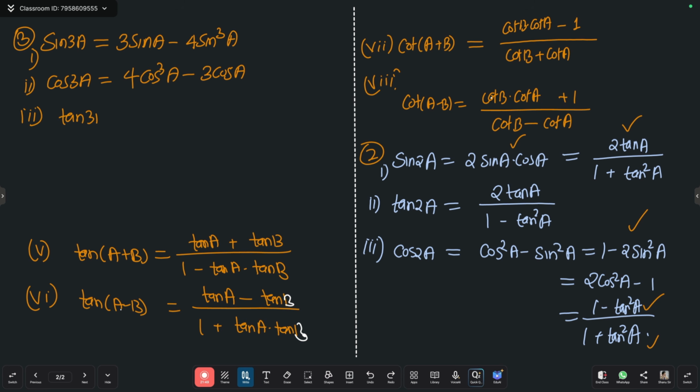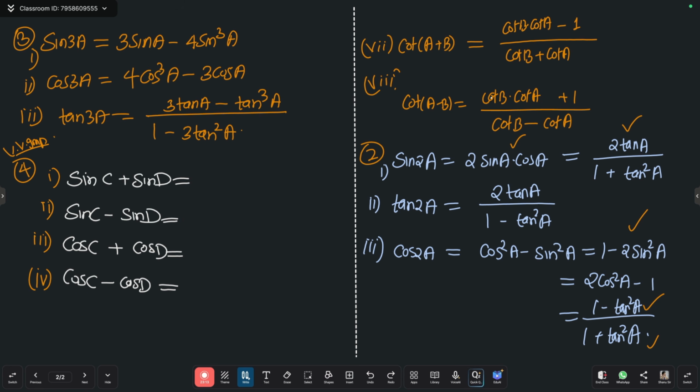Tan 3A is 3 tan A minus tan cube A divided by 1 minus 3 tan square A. Okay, third multiple is over. Now comes a very important formula, very important because 80% we will be using this list of the fourth point. In maximum cases we will be using this.